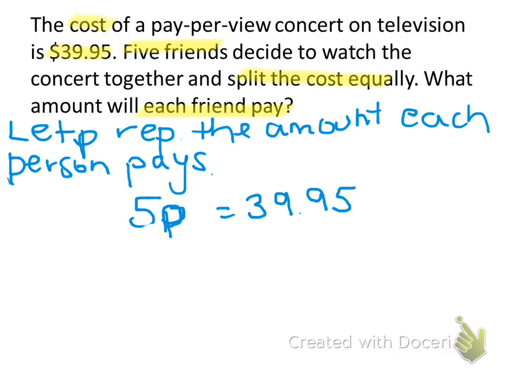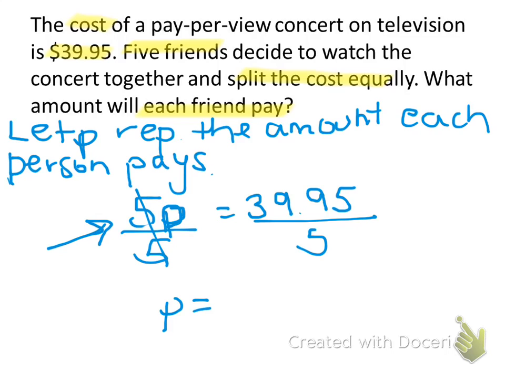Our next step is to solve the equation. To solve, we need to get rid of this 5 out here. To get rid of the 5, because they're multiplied together, we're going to divide. Divide both sides by 5. These give us 1, so on this side we have P equals. I need to divide $39.95 by 5. I'm going to do that over here in this corner.